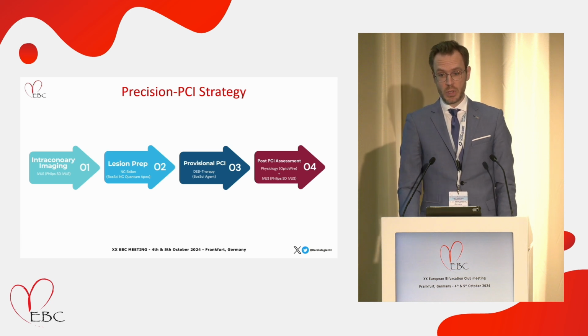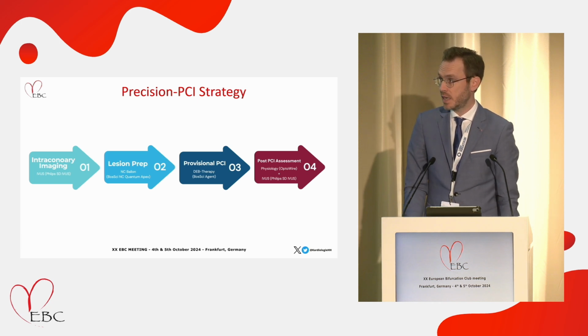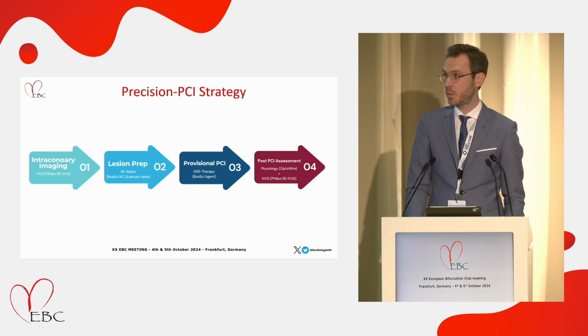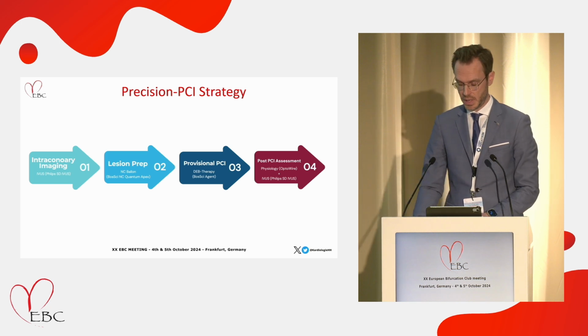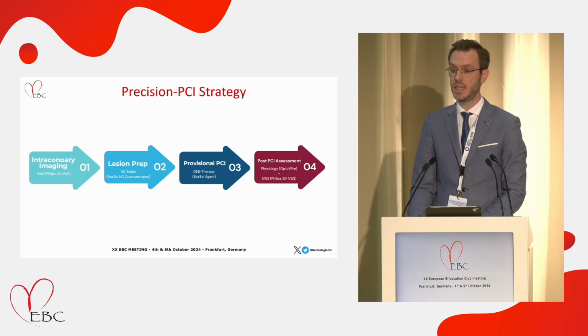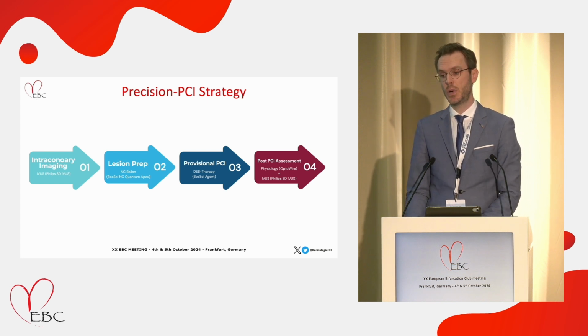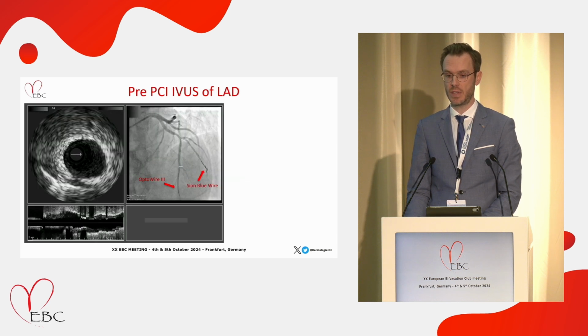The precision PCI strategy on the table was to discuss whether it's possible to do PCI. We discussed with the surgeons, and they said it's elective. We can wait for another 4 weeks, and we decided to do precision PCI, also doing intracoronary imaging. The plan was to do lesion preparation and then provisional PCI with a DAB strategy of the LAD. And then afterwards, we do post-assessment of physiology and, of course, IVUS.